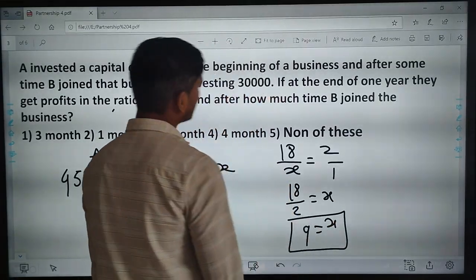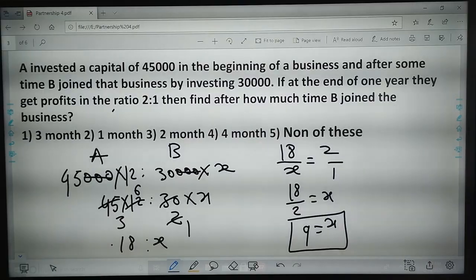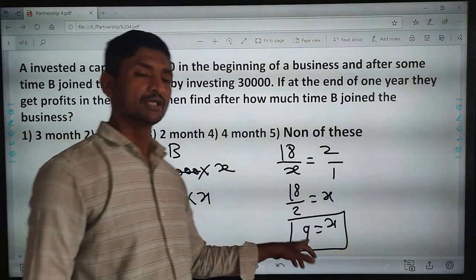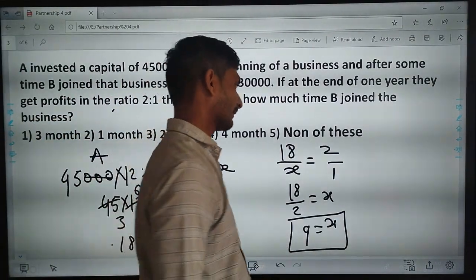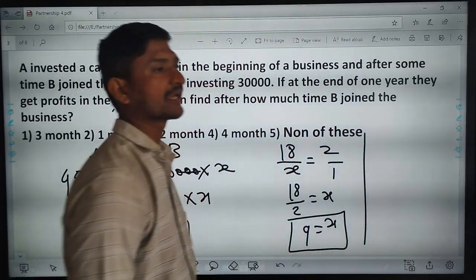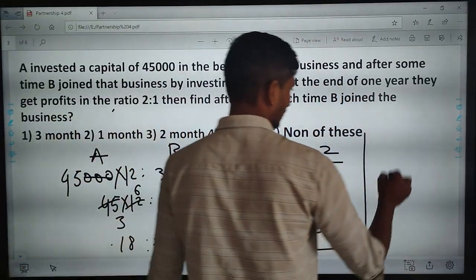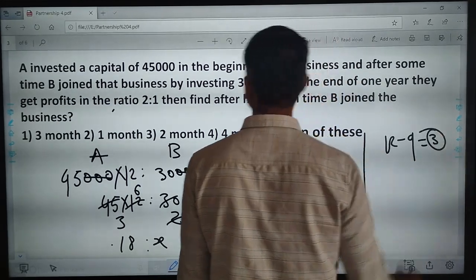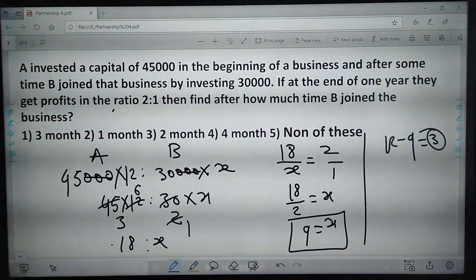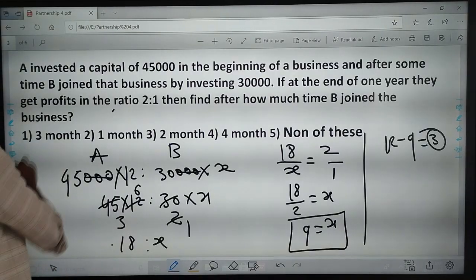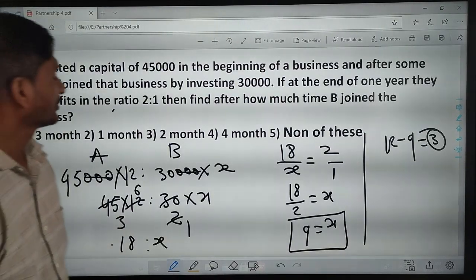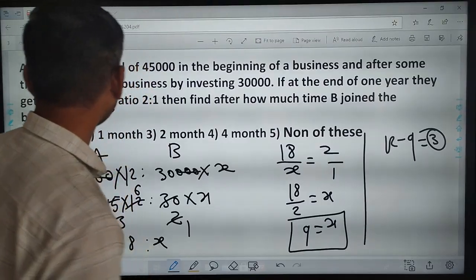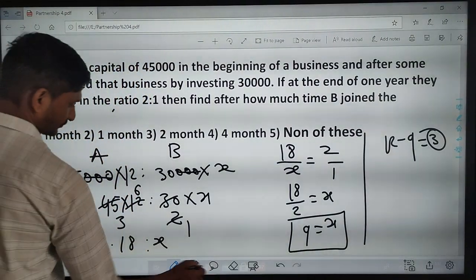Here B invested capital for 9 months. Then 12 minus 9 is 3. After 3 months, B joined A. After 3 months. Now next.